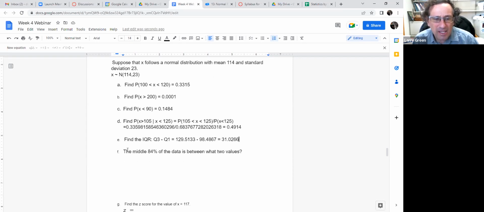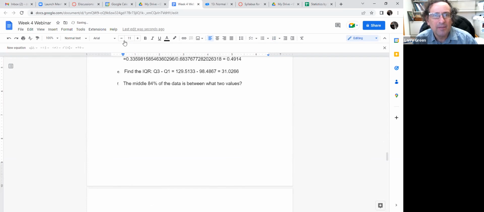Okay, the middle 84% of the data is between what two values? That one's going to take a little bit of thinking. Okay, so the middle 84% is between what two values? It might help to get some blank space in here. It might help for me to draw a picture. So let's do that. And that's going to be one of these buttons. Annotate, there we go.